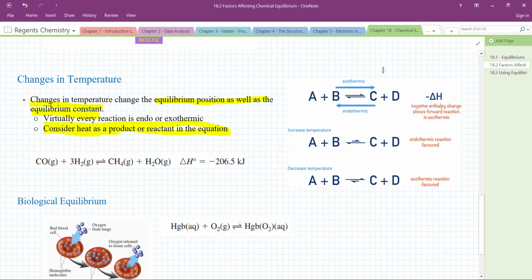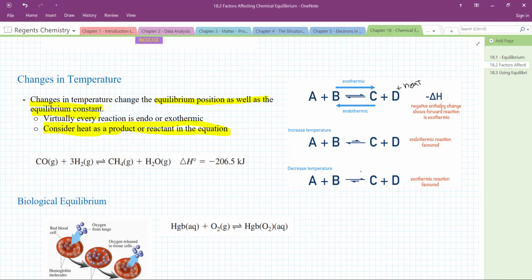So let's look at our idea of A plus B goes to C plus D. Again, it's at equilibrium because we have the double-sided arrow. And this is said to have a negative delta H, meaning this is an exothermic reaction. So it's releasing heat. So if I wanted to get crafty, I could say plus heat. Writing with my mouse is bad, but anyway, plus heat there. I could say that is also a product.